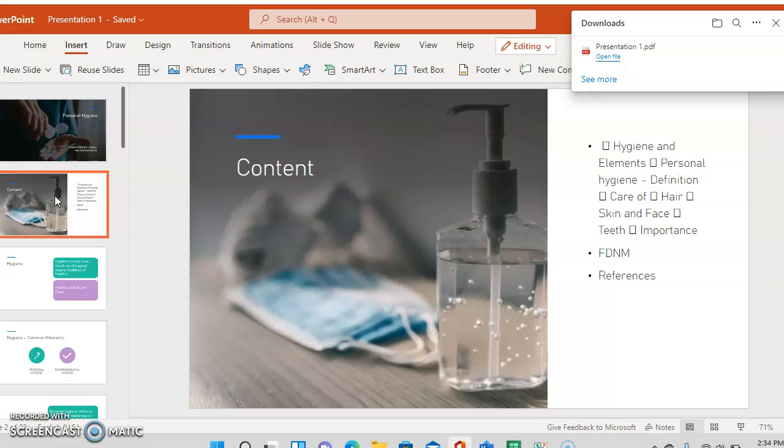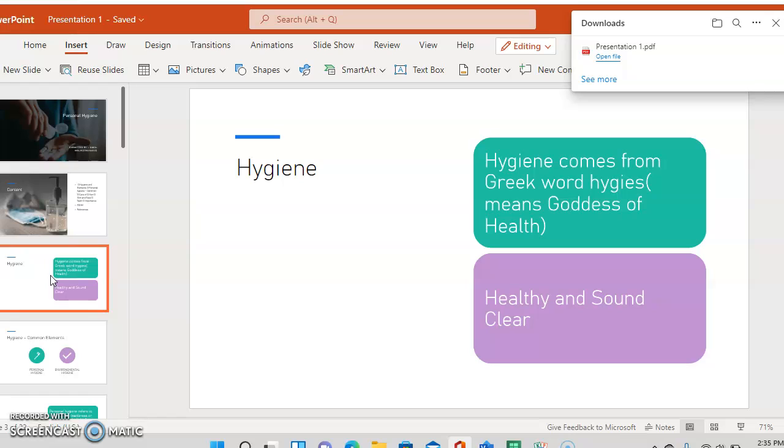The content I will be including in this will be hygiene and its elements, personal hygiene definition, care of hair, skin and face and teeth, the importance of hygiene to our body, how it relates to the FDNM program, sources, and at last the references. So let's get started.